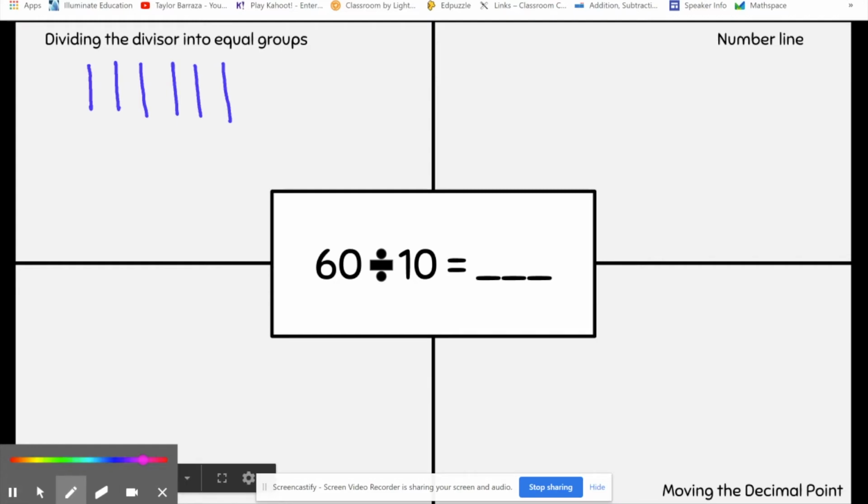Please pause the video to try this yourself and press play when you're ready to check your work. Now that you're ready to check your work, I'm going to show how I divided the divisor into equal groups of 10.